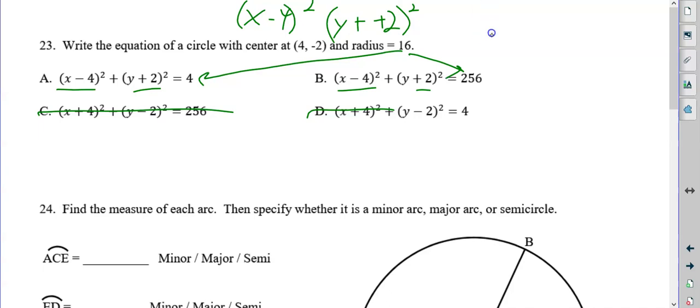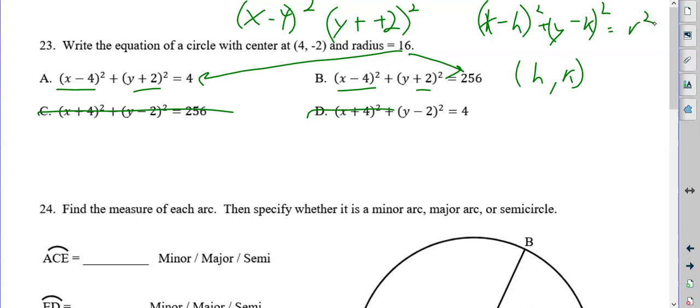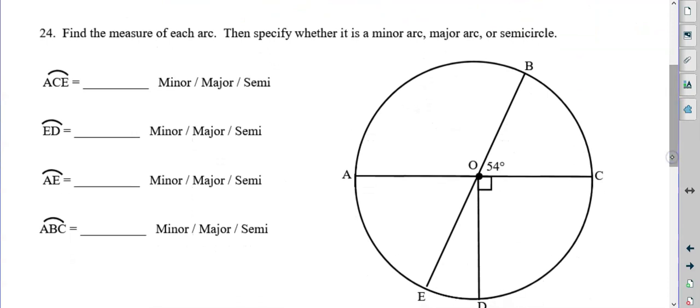So remember, the formula is x minus h squared plus y minus k squared, where the center is h comma k, equals r squared. Well, if we know the radius is 16, that means we square it, not square root. So just be careful. That was a good tricky problem. A and B look exactly the same, except one's a square root and one's a square. You gotta know which direction to go. All right.